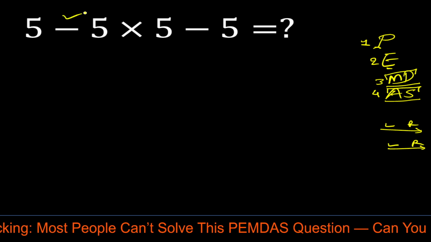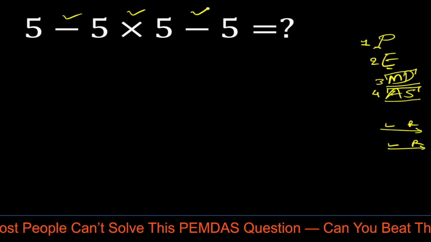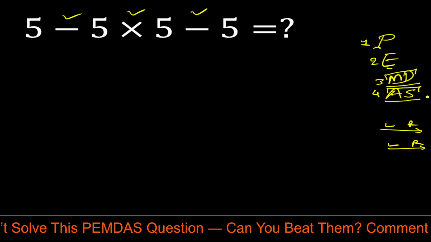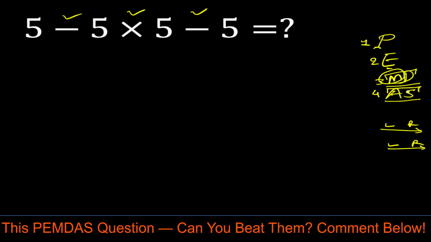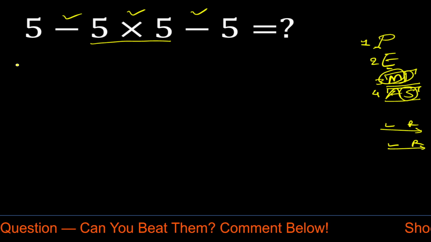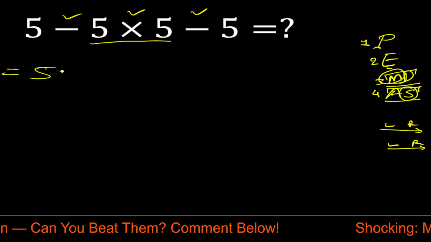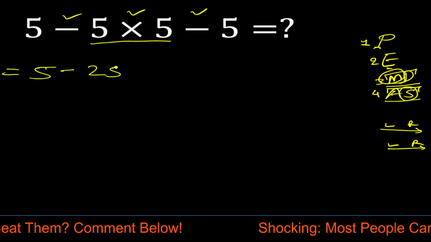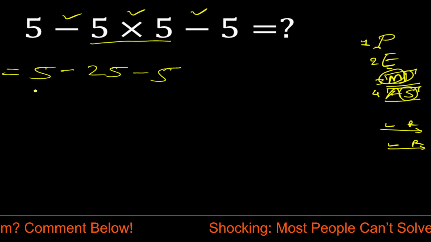So in this question, here we have subtraction, here multiplication, and here subtraction. So according to PEMDAS rule, first we have to solve multiplication, then we have to solve subtraction, right? So first we have to solve this multiplication. So now 5 minus, now solve this multiplication, 5 times 5 is equal to 25 minus 5.